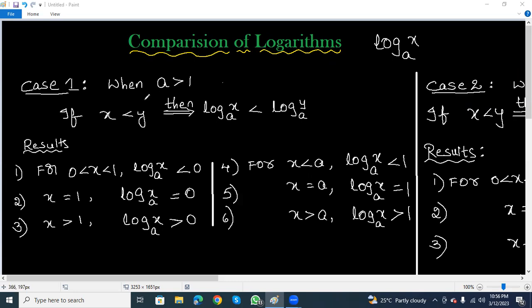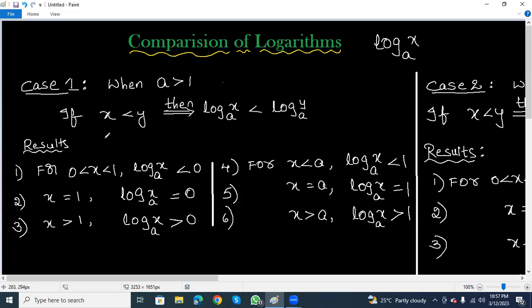That means the base values are more than 1: 2, 3, 4, 5, 6, and so on, any positive number greater than 1. When you are comparing two numbers x and y, if x is less than y, then log x is also less than log y. You can observe here the bases are the same. When the bases are the same and a is greater than 1, if x is less than y, then log x is also less than log y.